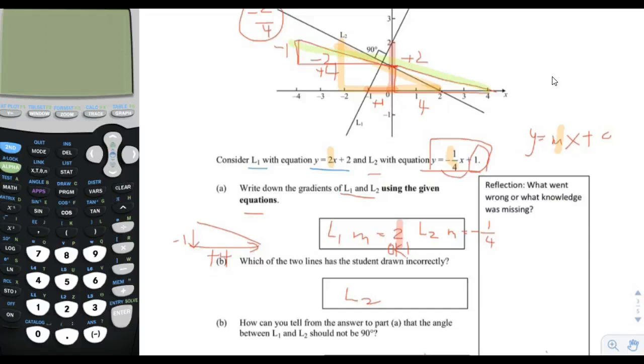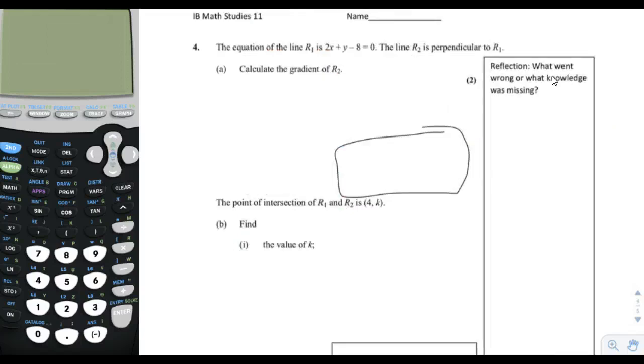The equation of the line R1 is 2x plus y minus 8 equals 0, and the line R2 is perpendicular to R1. Calculate the gradient of R2. We don't even know the equation for R2, so we're going to have to use the fact that R1 has this equation. Now, can we just take the number that's multiplied times the x and assume that that is the gradient? Normally we can if it's gradient intercept form, which looks like this.